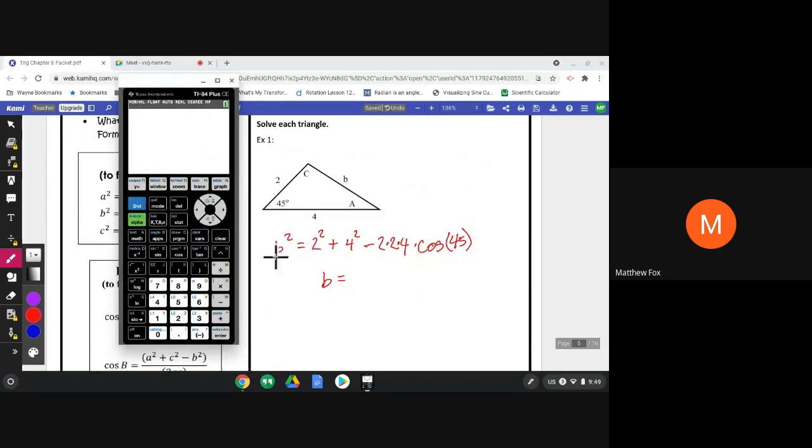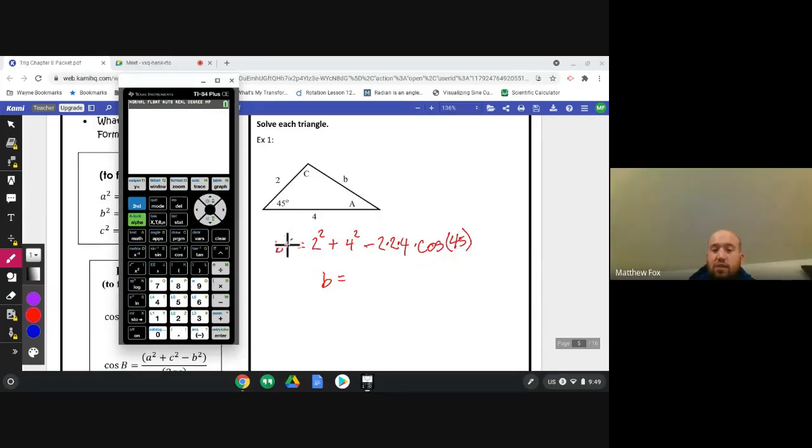Now, as we said, to find little b, we'd have to take the square root of both of these. So I'm going to take the square root of this entire thing, because then that will cancel out the b squared, and we'll be left with just b. So to do this, I'll do second square root.